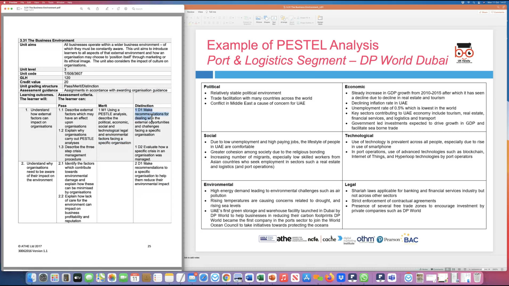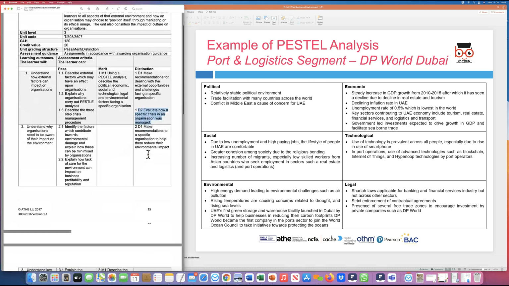To achieve distinction, what you have to do is make recommendations of how that organization would do away with those mitigating factors, and you have to do this for a specific organization. And then the second distinction criterion is how you look at specifically coming out of those crises. So you have to come up with some creative ideas, doing a PESTEL analysis and then making recommendations on how the organization could avoid a specific crisis. Here is where you would need to use the 3-step crisis management procedure, but use it for a specific organization. And this would allow you to achieve the second distinction criterion.